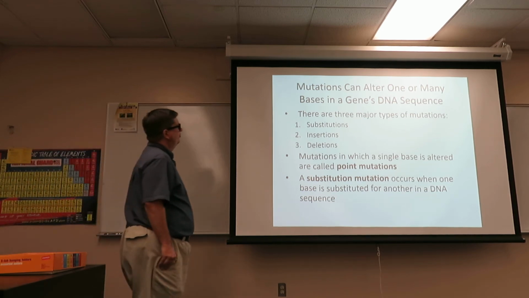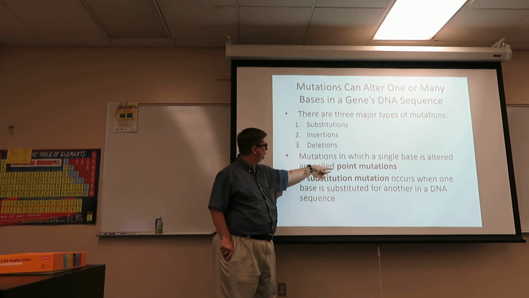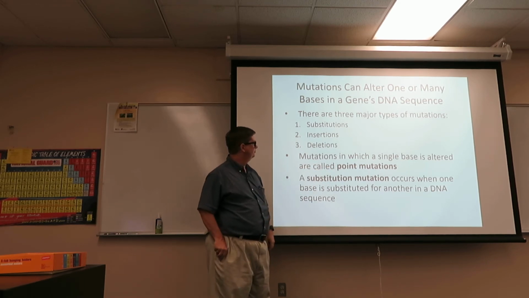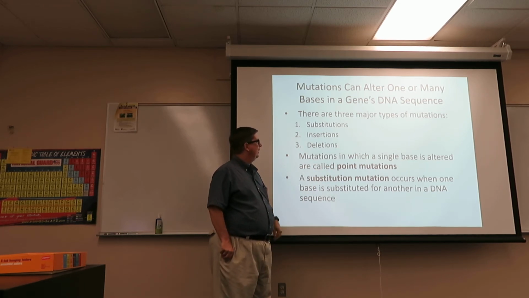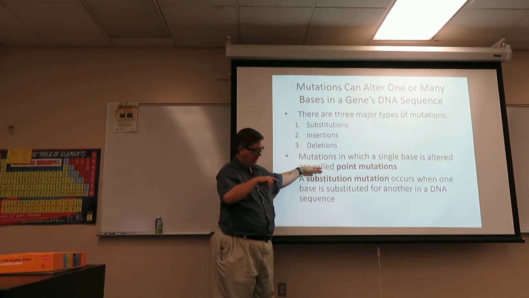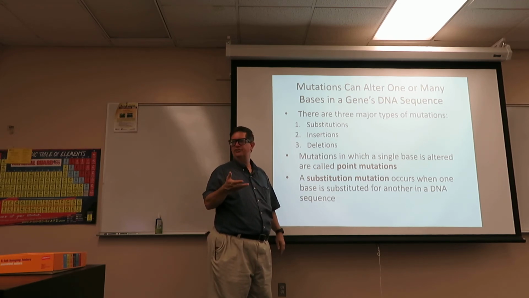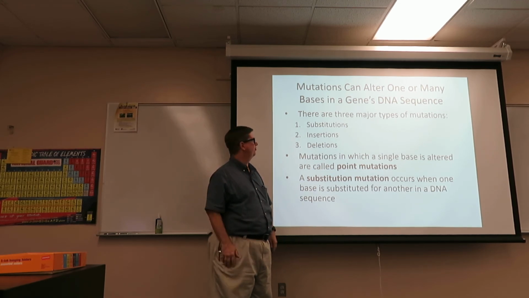So there are mutations that alter just a little bit at one spot. We call those point mutations. And they're also called substitutions. The substitution is a point mutation. You substitute this for that. They might be a big deal, they might not. We just showed you examples of ones that weren't. We showed you examples of ones that were.